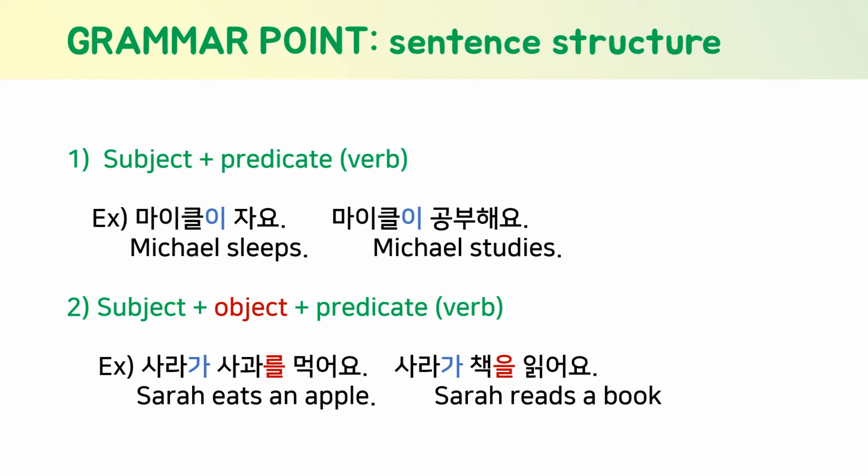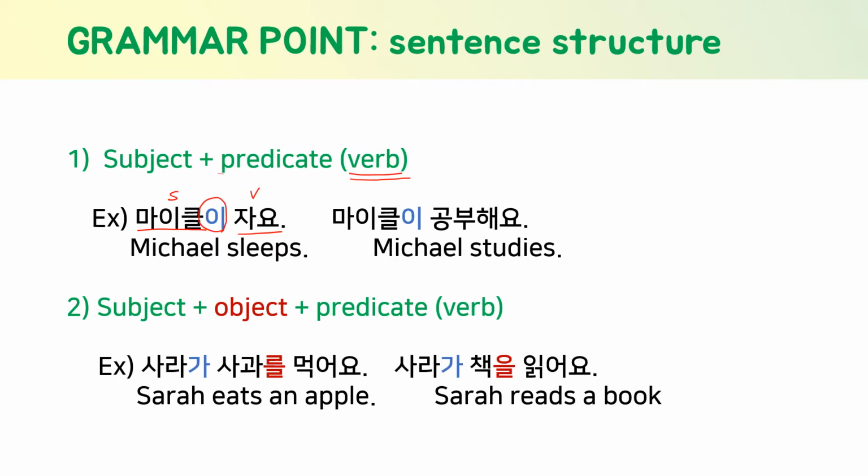In Korean, there are two sentence structures. The first one is simply two parts: subject and predicate. The predicate is usually the verb. For example, 마이클이 자요. Michael is the subject, and 자요, sleeps, is the verb, the predicate. So 마이클이 자요, Michael sleeps. 이 is the subject particle.